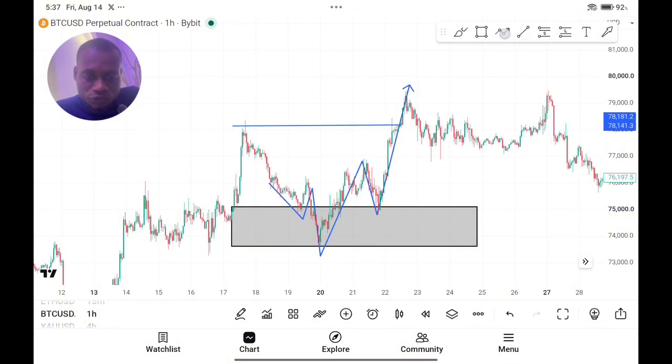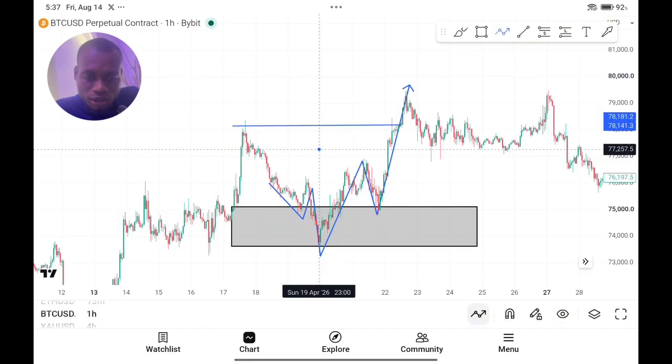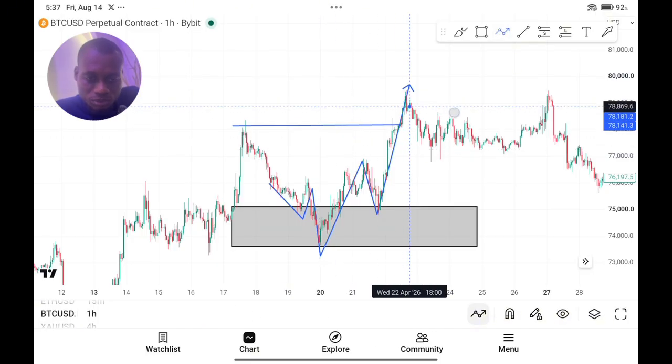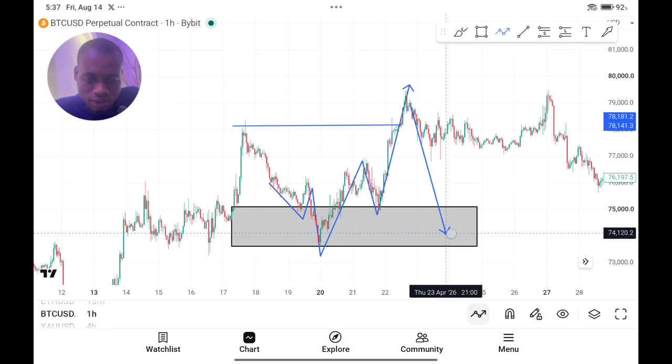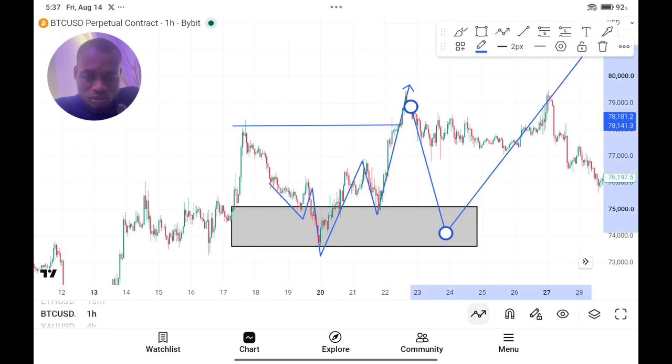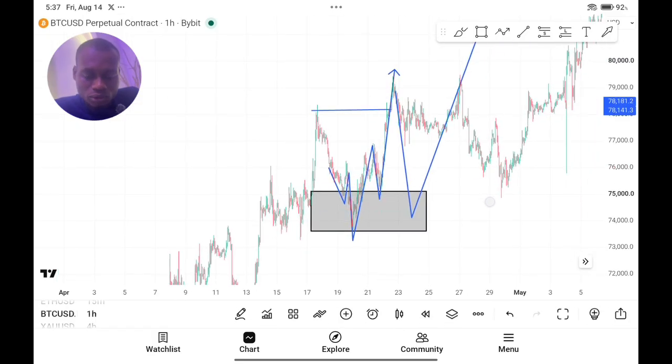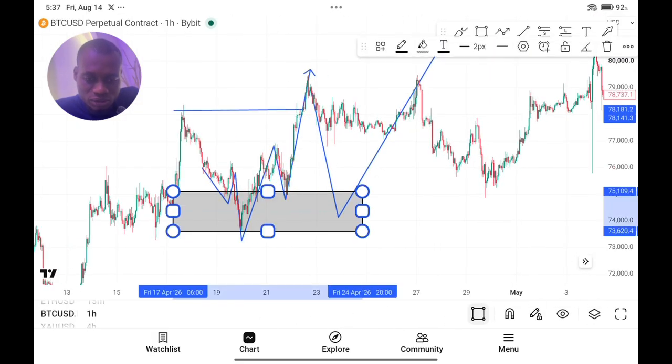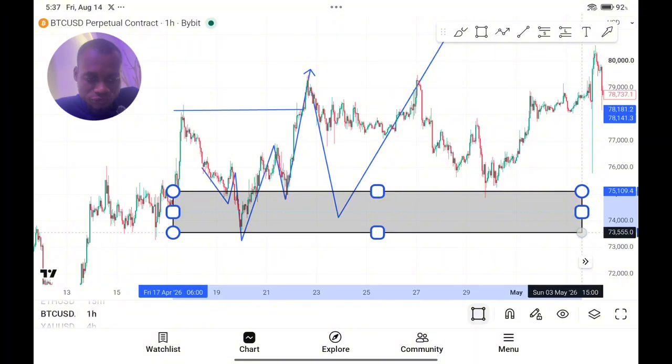Alright, so what we are waiting for is for price to come back to this zone. When it taps, it actually buys. So this is how the liquidity zone is being formed on this 1 hour time frame.